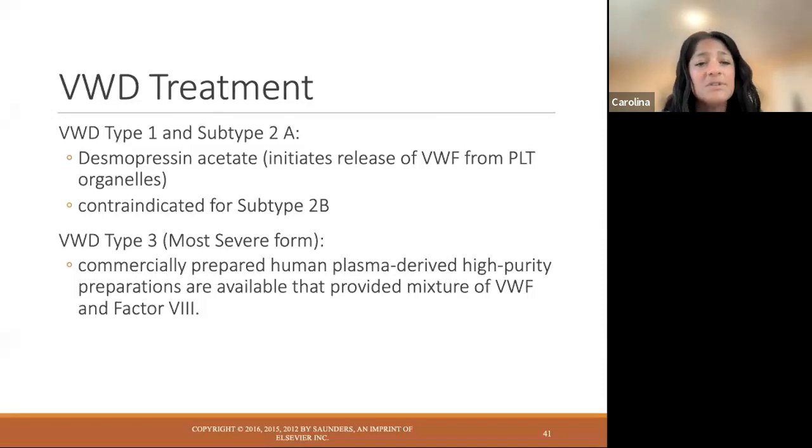Type 3, which is the most severe form, is treated with commercially prepared human plasma-derived high purity preparations that are available and provide a mixture of von Willebrand's factor and factor VIII. So we can use that to treat patients that have the most severe form of von Willebrand's disease.